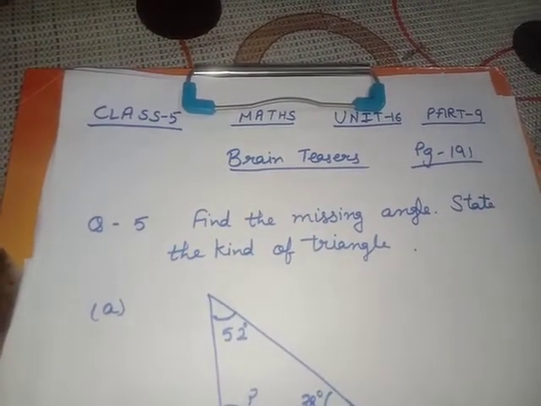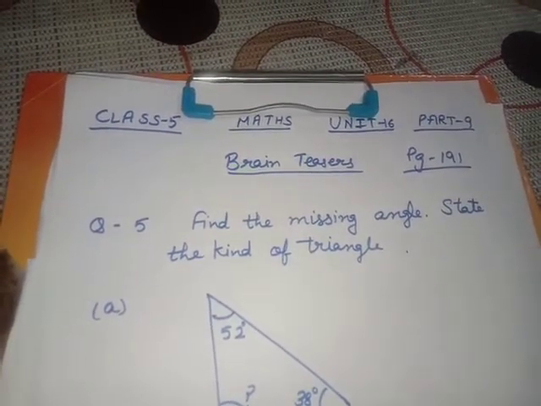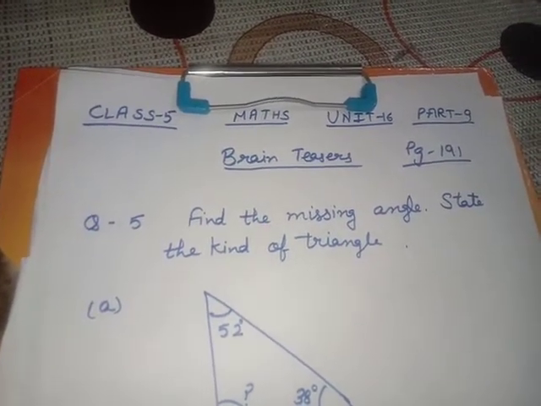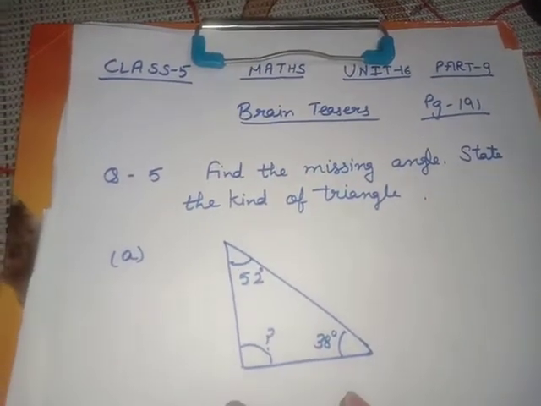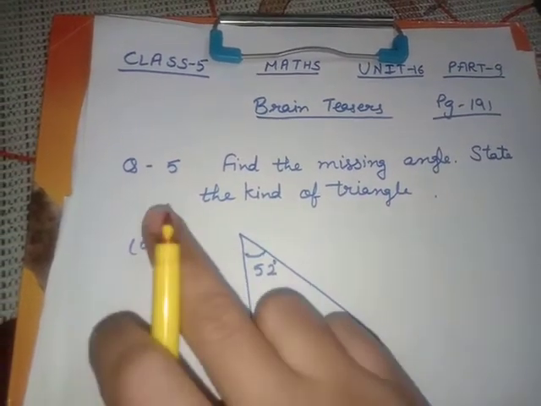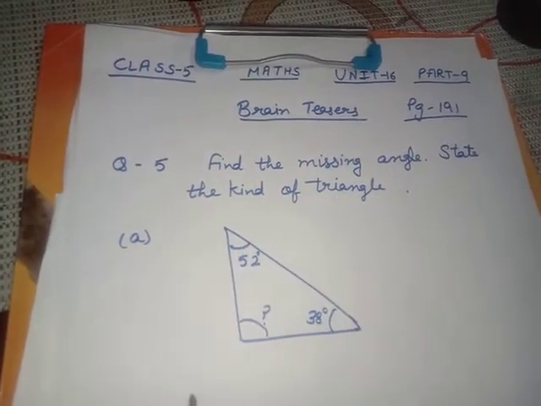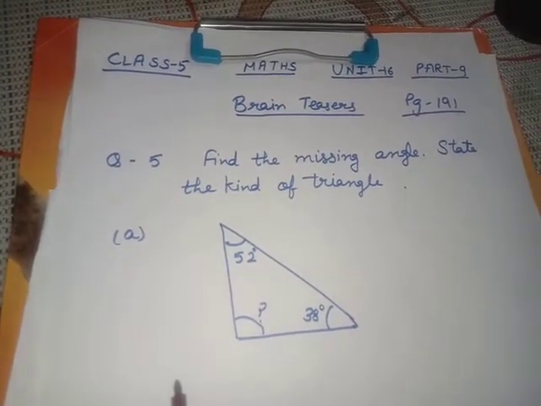Today we are continuing brain teasers of unit 16 at page number 191 of our book. In the previous lecture, we have discussed the brain teasers up to question number 4. Now, let's discuss question number 5. Find the missing angle and state the kind of triangle.